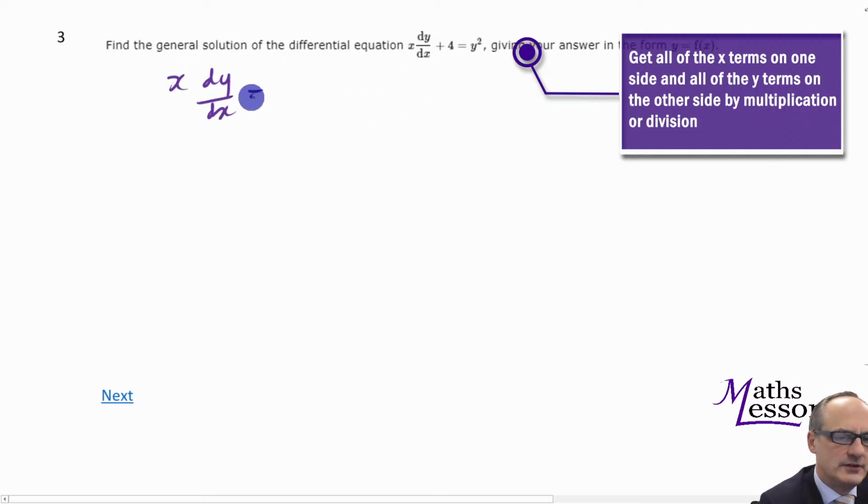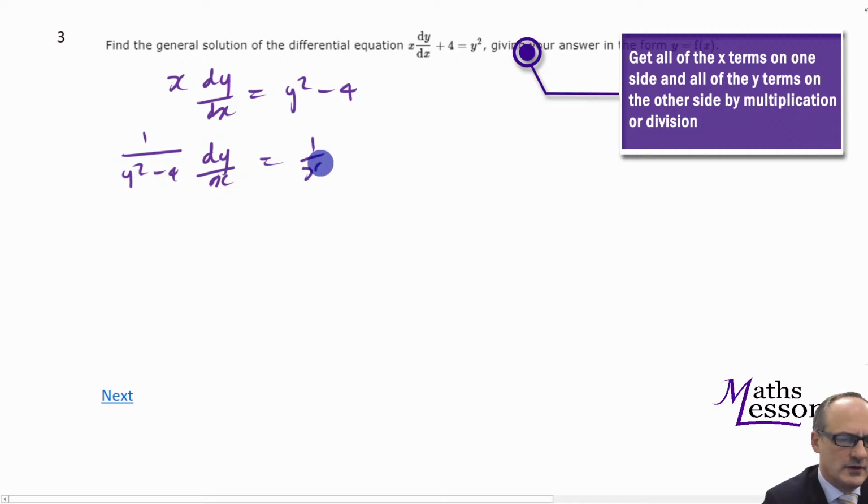So this one I've thrown in here, so as you can see there is an exception to our rules. So we take 4 away from both sides. Now we're going to divide because we need the y's on this side and we need the x's on the other side. So let's get 1 over y squared minus 4 dy by dx equals 1 over x, dividing both sides by x and both sides by y squared minus 4.